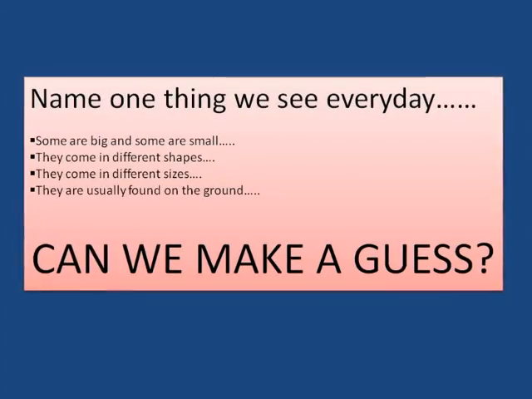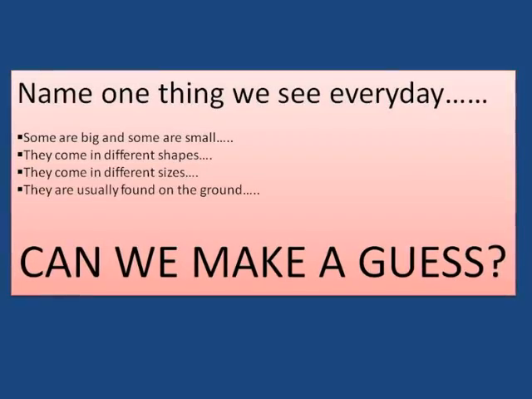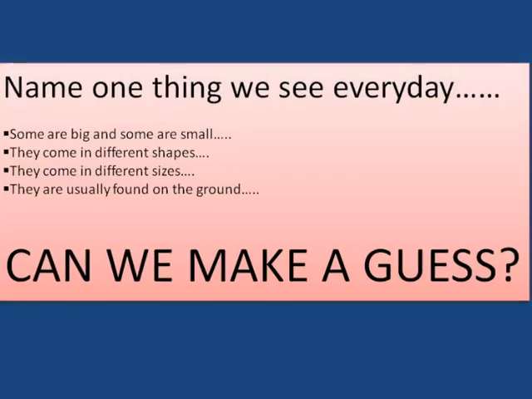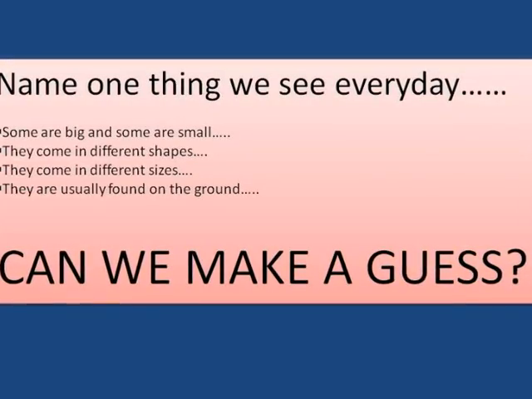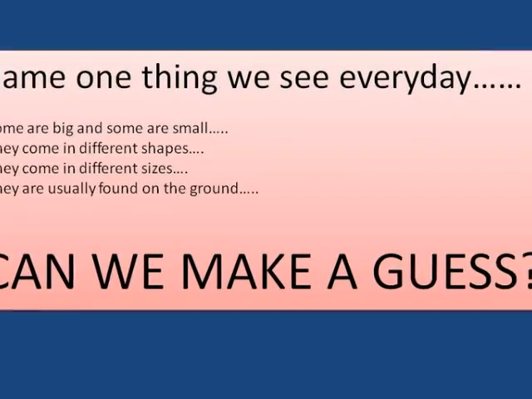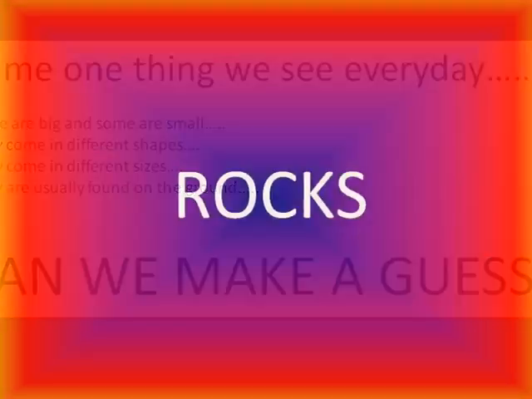I would like to begin by asking the question: name one thing that we see every day. Some of them are big, some of them are small. They come in different shapes, sizes, and colors, and they're usually found on the ground. Can we make a guess? If you guessed rocks, you're correct.